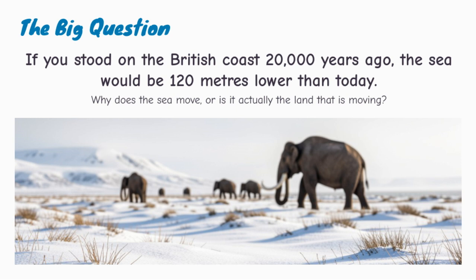This raises an important question. Why does the sea move? Or is it actually the land that is moving? The answer is that both can happen. Sometimes the global sea level changes because water is added to or removed from the oceans. This is eustatic change. Sometimes the land rises or sinks relative to the sea. This is isostatic change. To understand coastal landscapes properly, we need to know the difference between these two types of change.